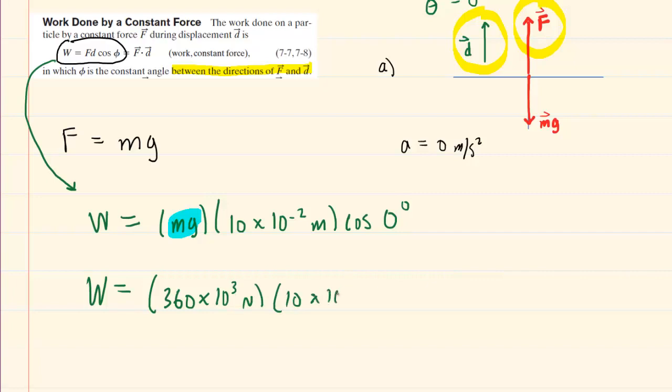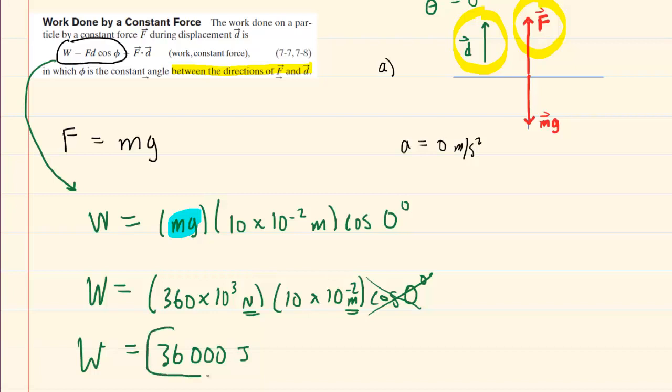So now we are ready to pick up our calculators. Make sure your calculator is set to degree mode. Alternatively, you may remember that cosine of 0 is 1, so we can disregard this. We punch this into our calculator, and we end up with 36,000. The unit could be expressed as either Newton meters or, more succinctly, as joules. So this would be the correct answer to part A of the question.